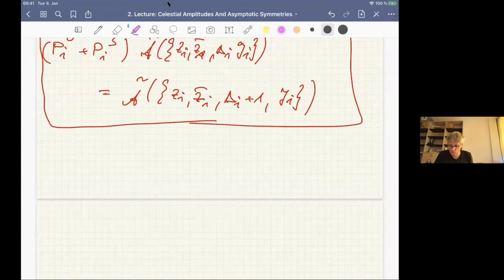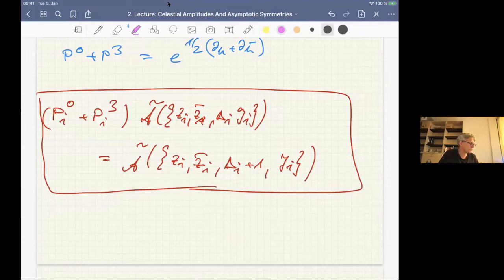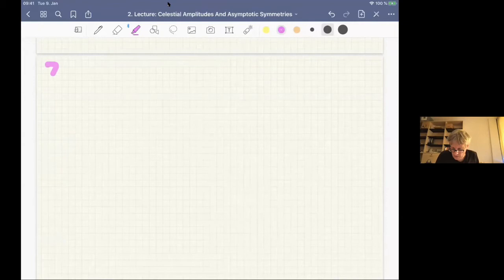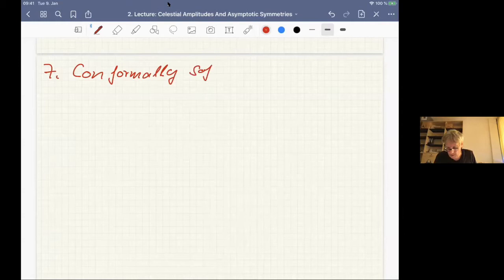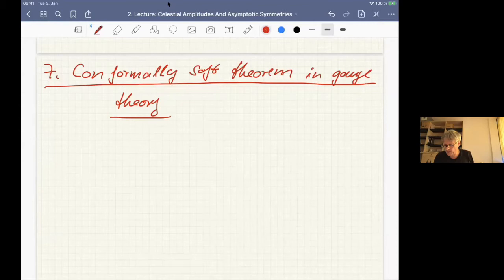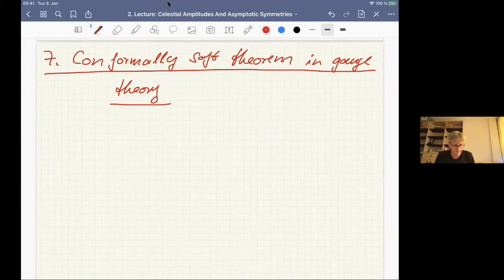So now let me come to the soft theorems, which give rise to interesting and important Ward identities, and then to asymptotic symmetries. Soft theorems play an important role in general in gauge and gravity theory, because they constrain the amplitudes in a very non-trivial way. So they play an important role both in the consistency and the structure of amplitudes.